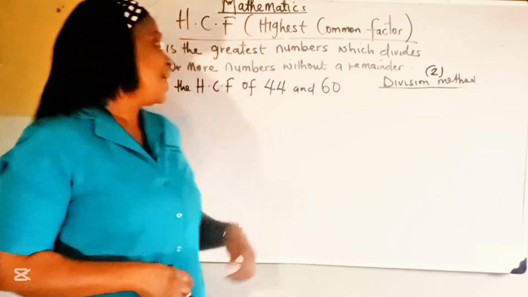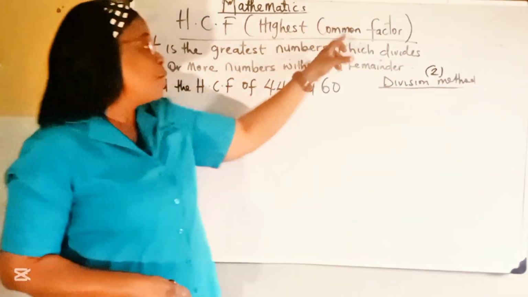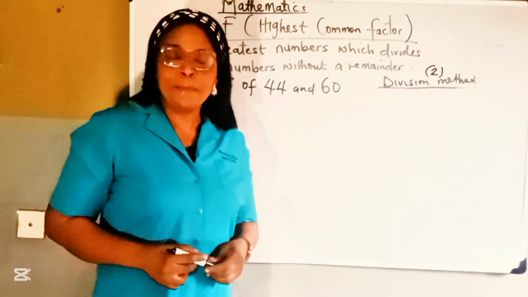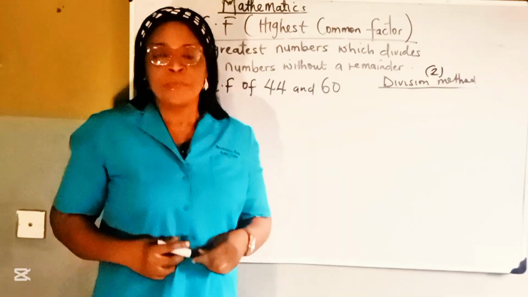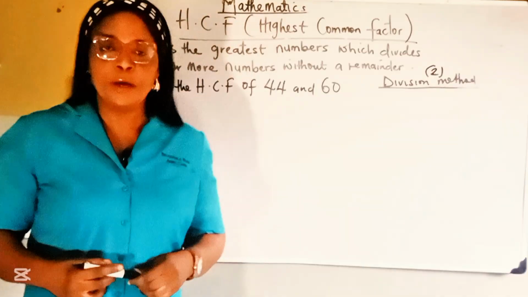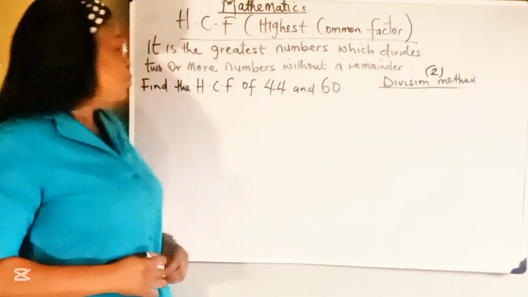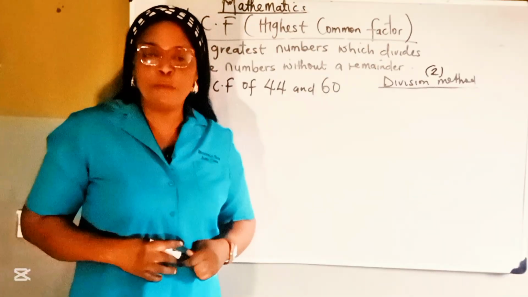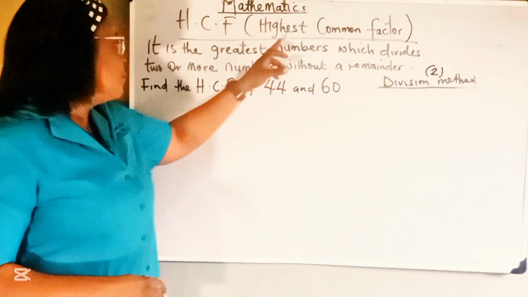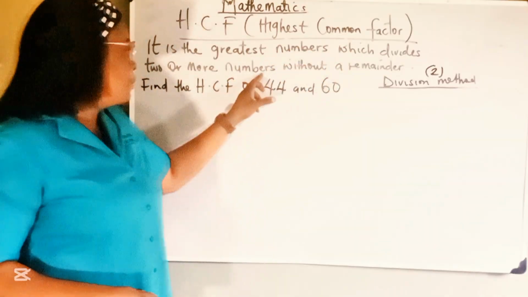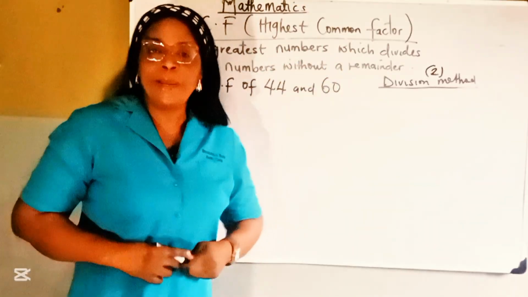Today we are going to look at HCF, highest common factors. In our previous lesson, we talked about common factors and factors of a number. So we are going to look at the highest common factors today. What do I mean by highest common factors? Highest common factor is the greatest number which divides two or more numbers without a remainder.